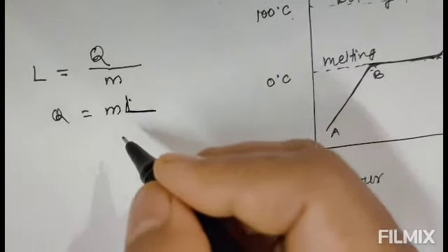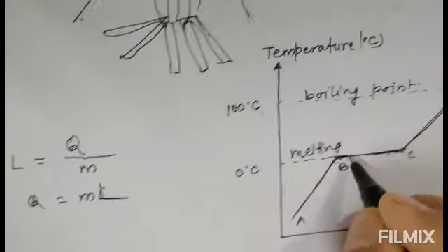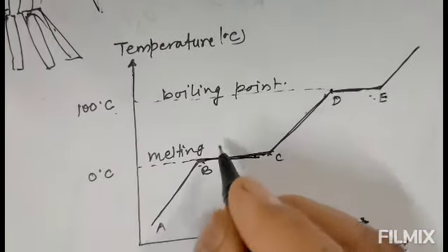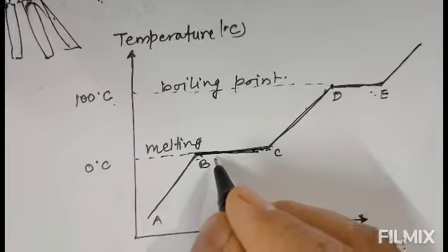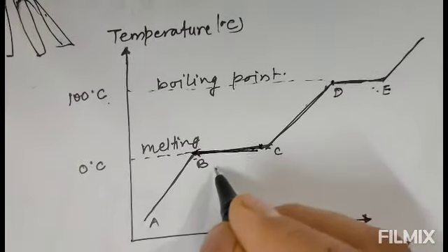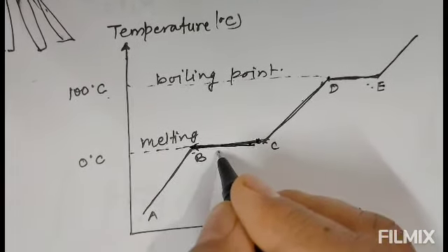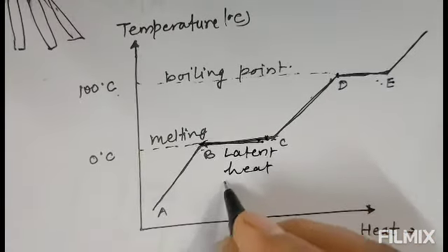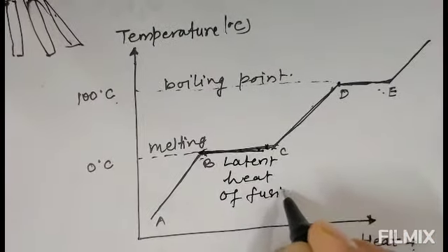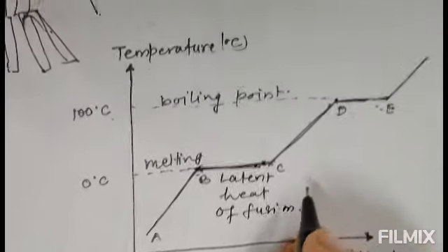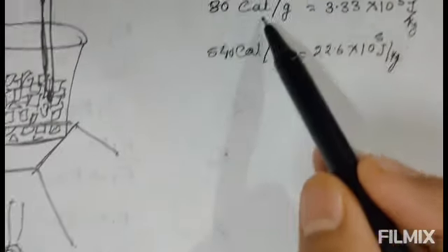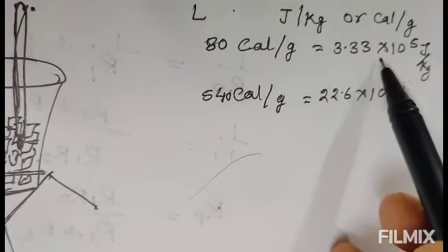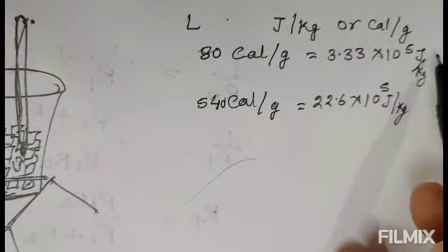For example, you will see here the latent heat of fusion. This is the melting point, the temperature here. Whatever heat is supplied in this portion is called the latent heat of fusion. This is the latent heat of fusion. And the latent heat of fusion of ice is 80 calorie per gram, or you can say 3.33 into 10 to the power 5 joule per kg.